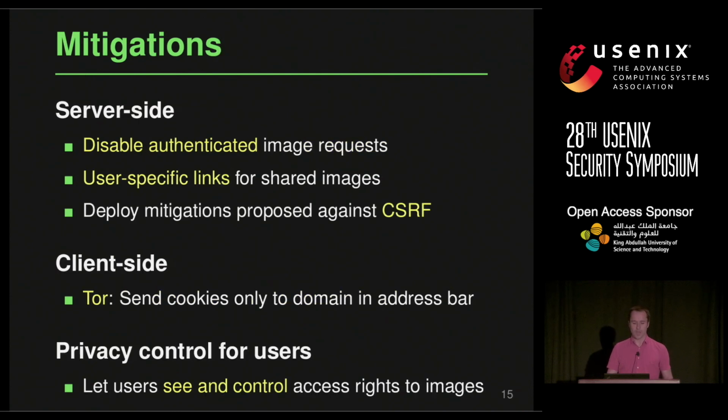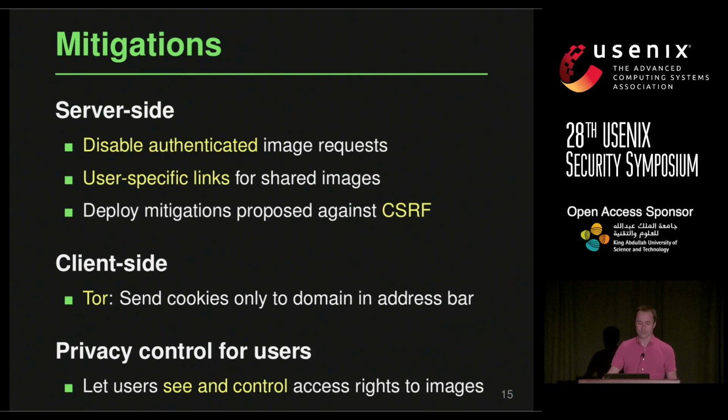More generally, there are a couple of mitigations that can be done in order to prevent Leaky Images attacks. And they basically can be done on 3 levels. The first is on the server side. One of them is what Twitter has done, which is to completely disable authenticated image requests and instead rely, for example, on secret URLs.